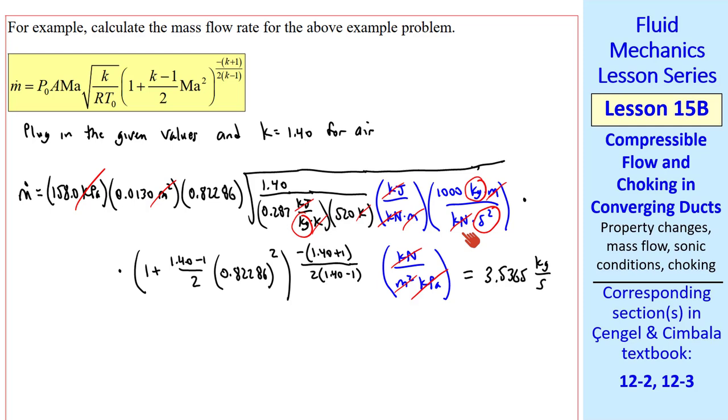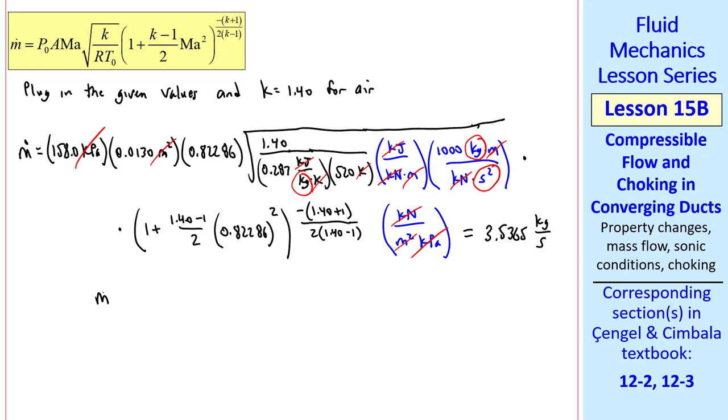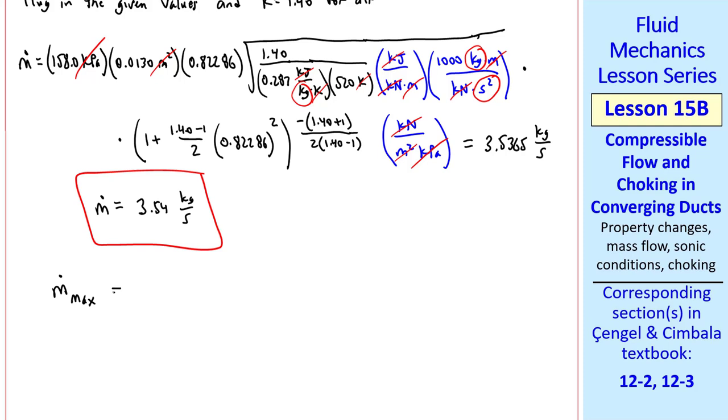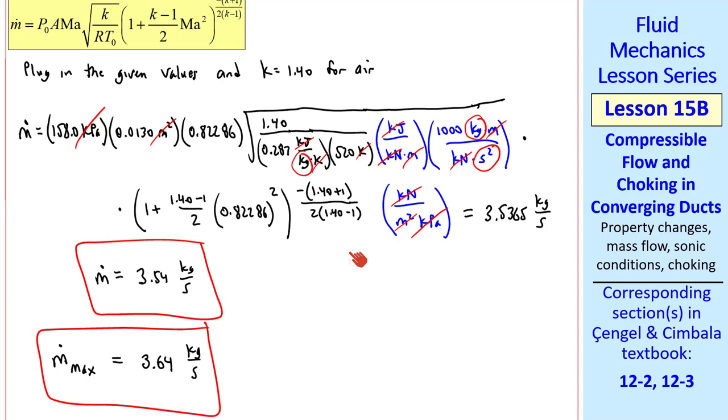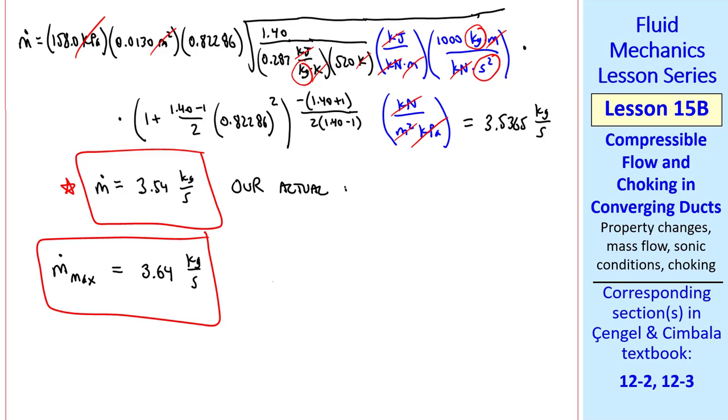This is an exercise in unity conversion factors, but if you do everything correctly, the units all work out, and we get kilograms per second as our final answer. Finally, to three digits, we get m dot equals 3.54 kilograms per second. I'll leave it as an exercise to calculate m dot max. You should get 3.64 kilograms per second. That would be using this equation and being similarly careful with your units. So this mass flow rate is our actual flow rate, and this m dot max would occur if P_B were less than P star, in other words, for choked flow.